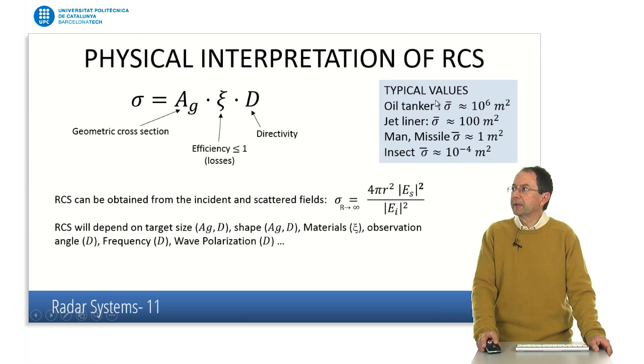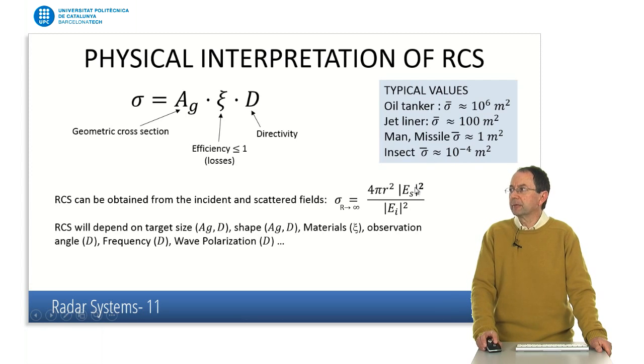We have here typical values of radar cross-section, depending on the size and the shape of the target, and the materials of the target. We will have very high values. For example, an oil tanker ship can be up to 1 million square meters, and if we go to a very small object like an insect, we can have a very, very small radar cross-section. So the dynamic range of this parameter varies a lot depending on the size, materials, and shape of these targets.